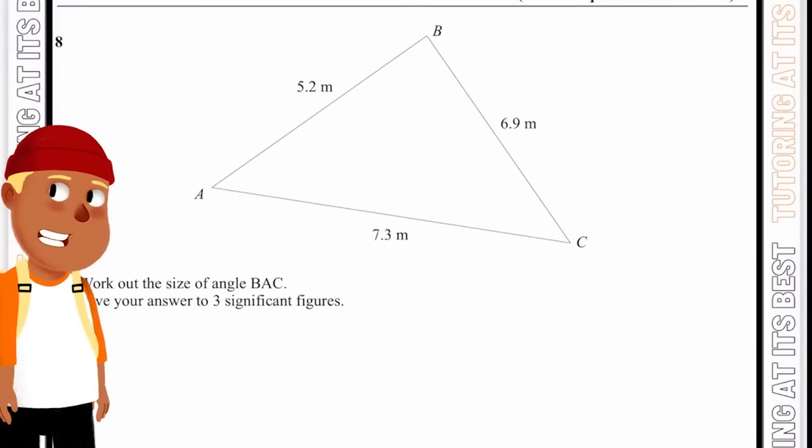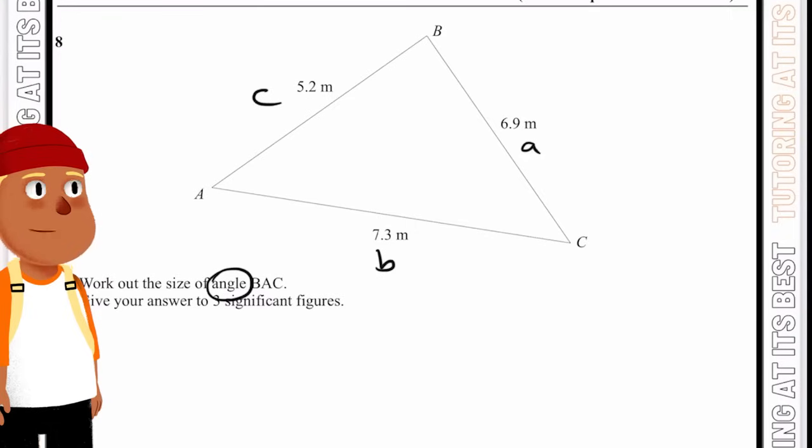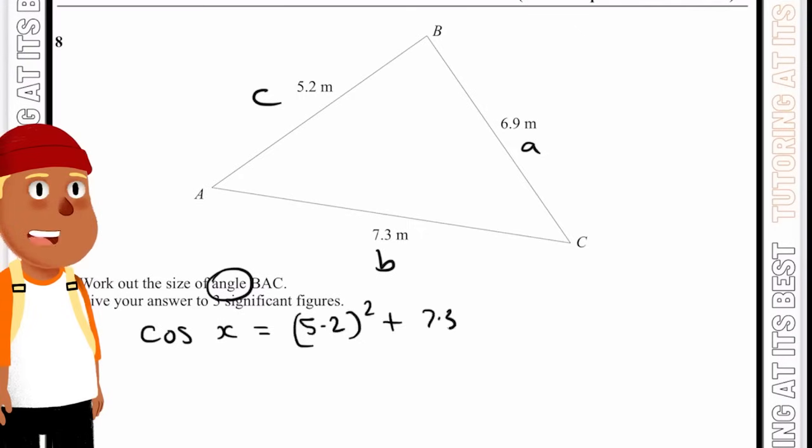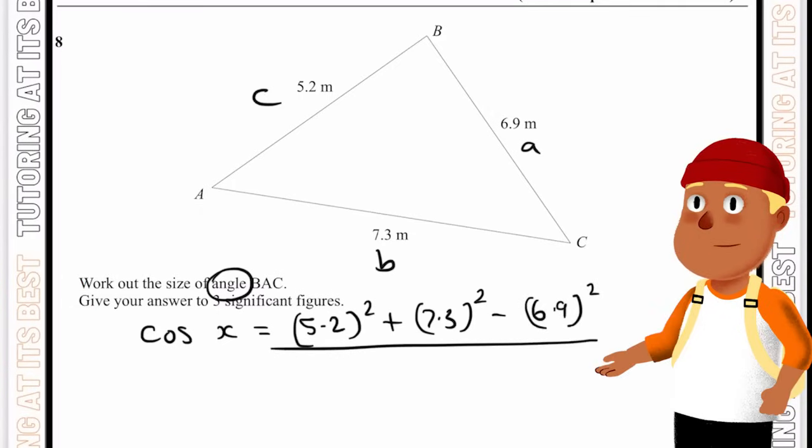Okay, question 8. Again, we're focusing on an angle. So again, I'll label that as my lowercase a, my lowercase b, and lowercase c, because they've given the angles already. I then need to substitute this into the formula. So again, we'll have 5.2 squared plus 7.3 squared minus 6.9 squared over 2 times 5.2 times 7.3.